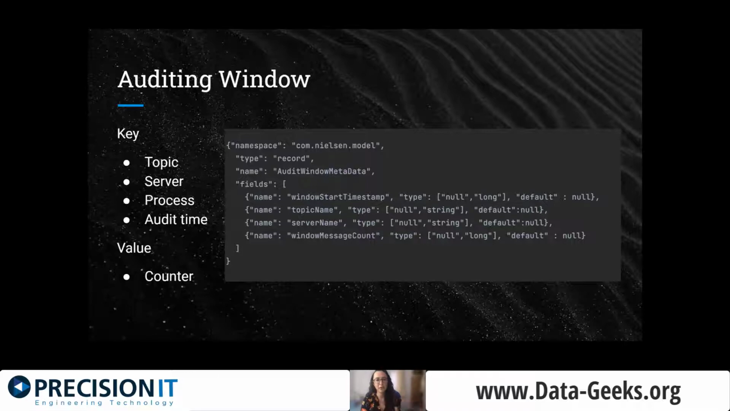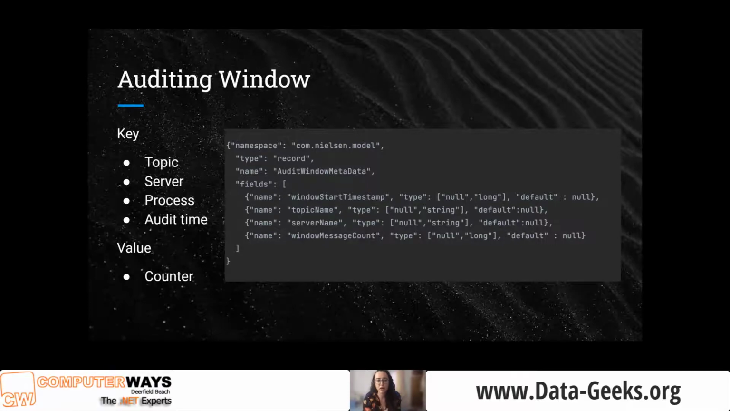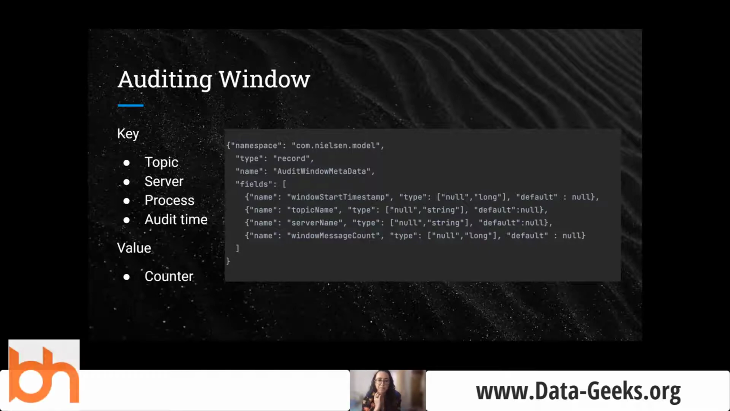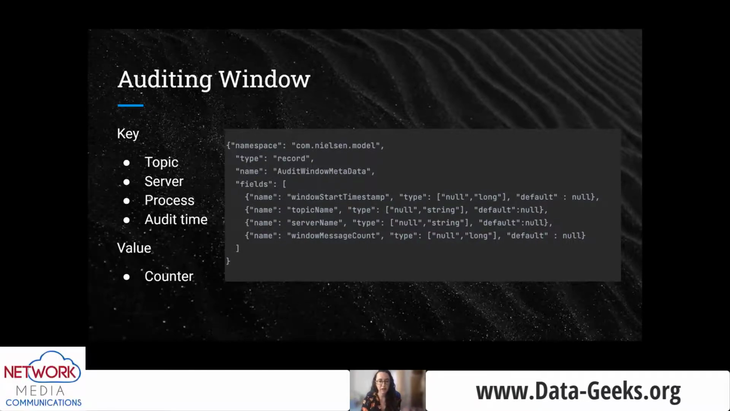So you can see the key for our auditing window would be topic, server, process, and audit time. The first 3 are pretty simple, right? We're auditing for every topic, for every server, and for every process running on that server. What is auditing time? Well, you can't really audit forever, right? So you're looking at a certain scope of time. You're thinking how much data, how many events were shipped during a certain scope of time out of the server and into the regional Kafka.